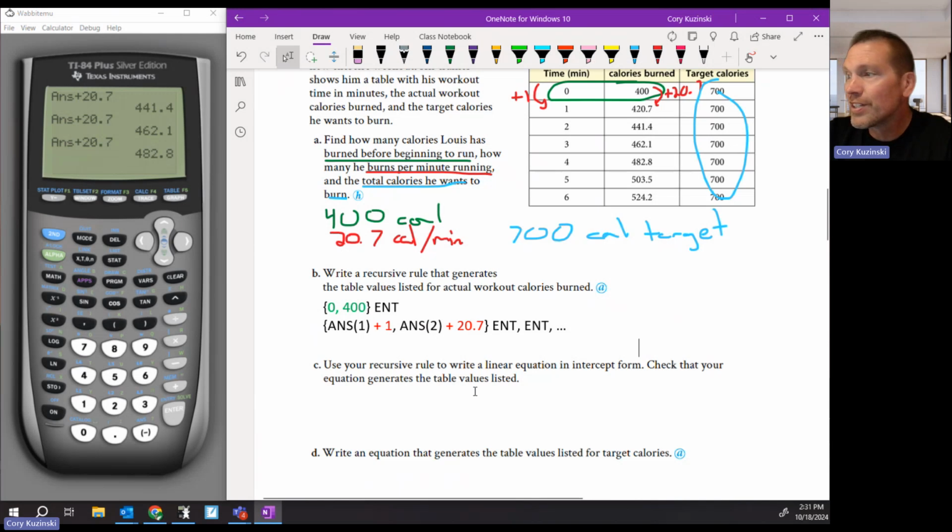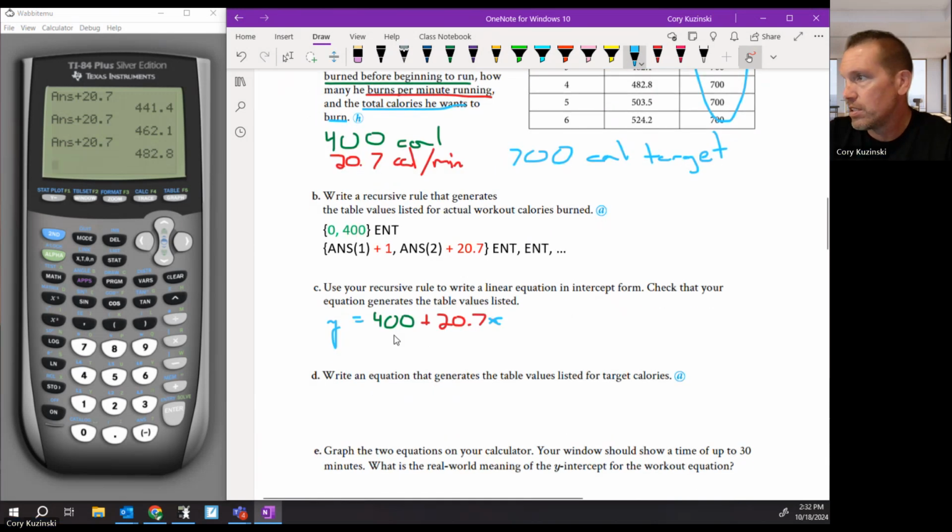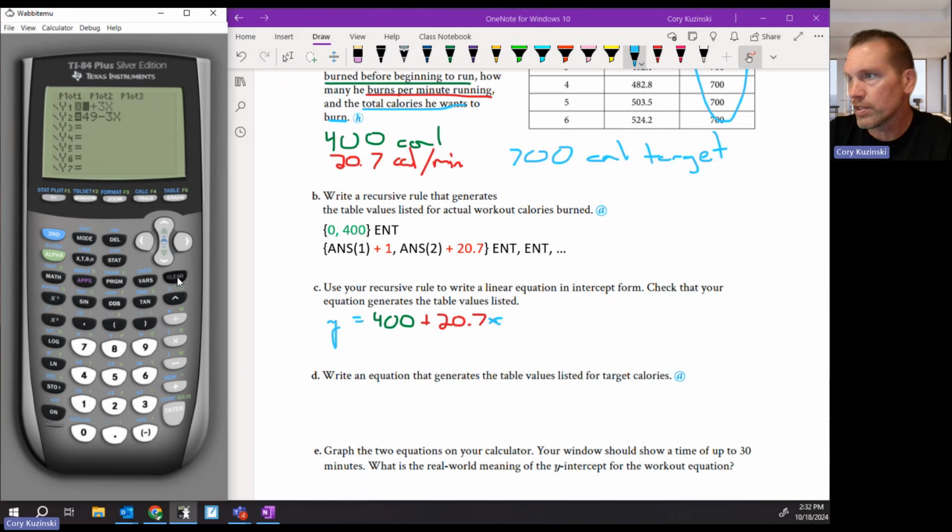Use your recursive rule to write a linear equation in intercept form. Okay, so we're going y equals our starting amount plus our constant rate of change, 20.7, times x. My handwriting's getting a little bit better. It'll get worse as it gets more tired here. So 20.7x. Write an equation that generates the values listed for the target calories. Oh, we're supposed to check this first one. So let's go y equals, let's get rid of these. Let's go 400 plus 20.7x.